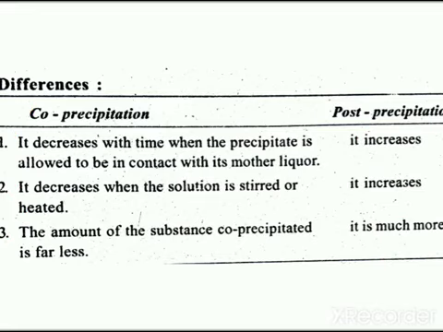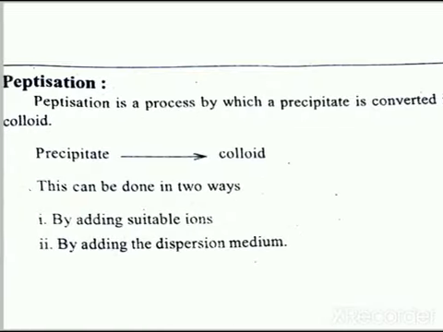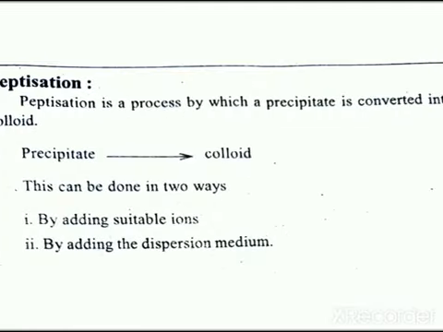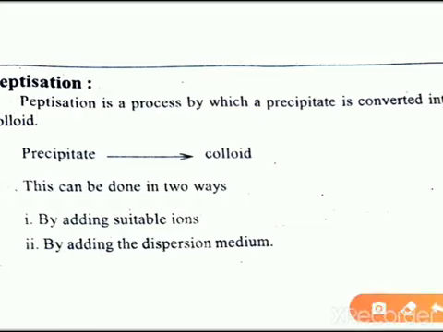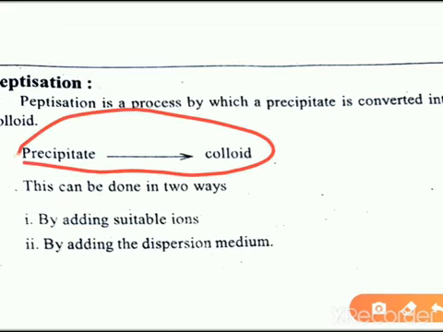Now we know the differences between co-precipitation and post-precipitation. Next, I shall move on to the topic, peptization. What is peptization? Peptization is a process by which a precipitate is converted into a colloid. The normal precipitate, which may be in crystalline or coagulated form, is converted into a colloid. The process of this conversion is called peptization.